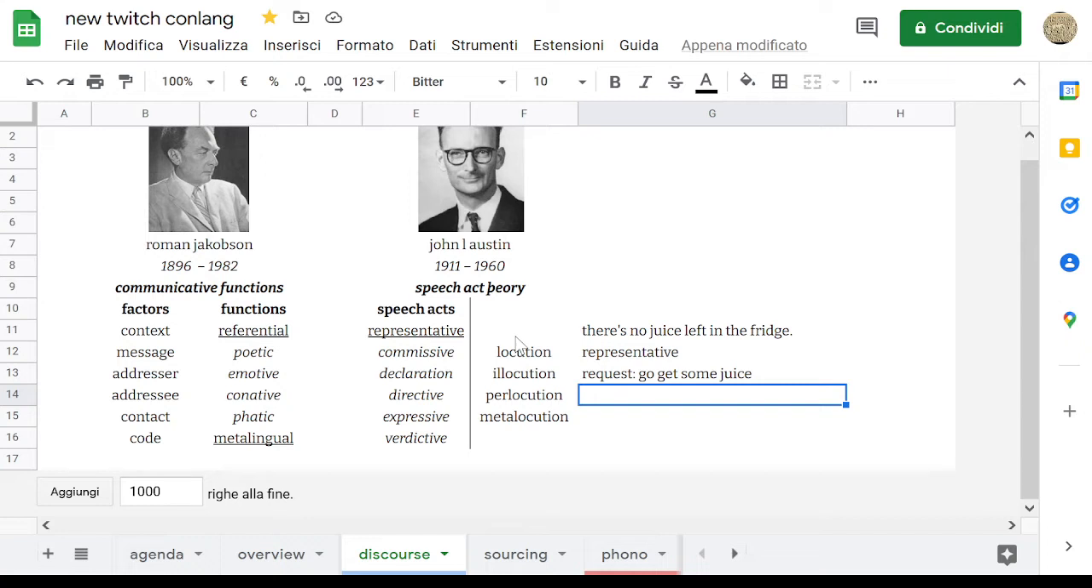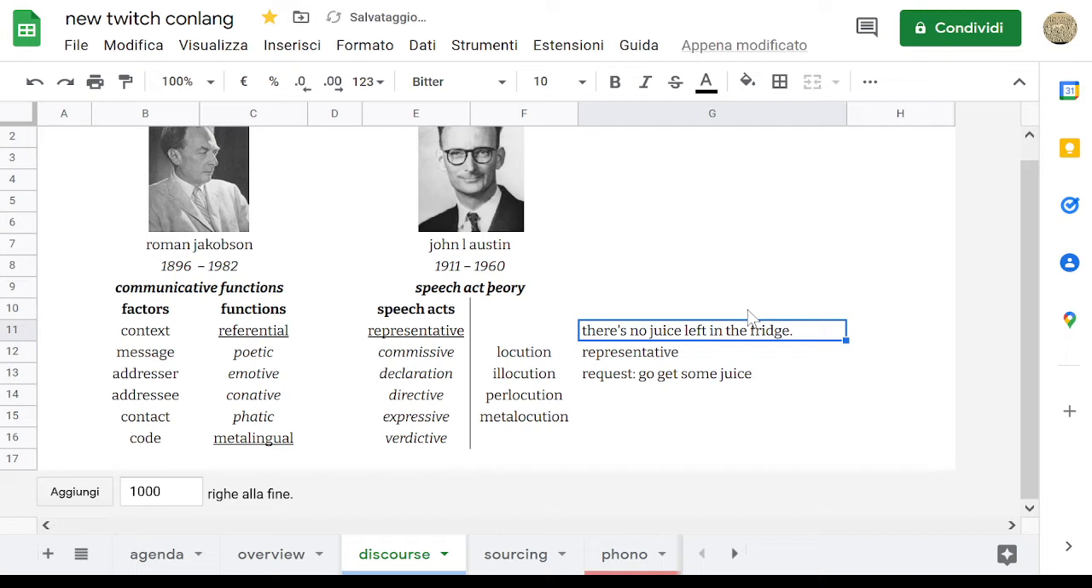And then the perlocution could be, I bought it last time, you get it, you know? They could react negatively to this indirect of a request, or they might say, oh yeah, I noticed, I'll go get some, in which case you've persuaded them to go get some juice, or you've changed their actions with your speech.